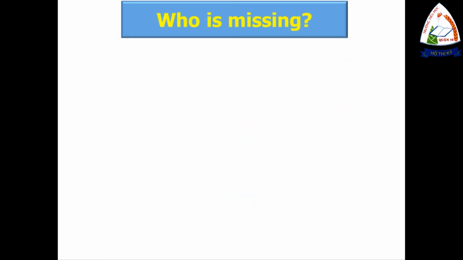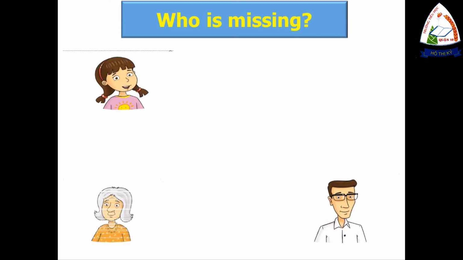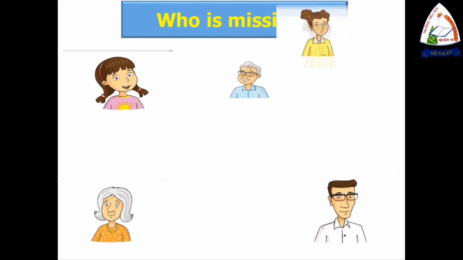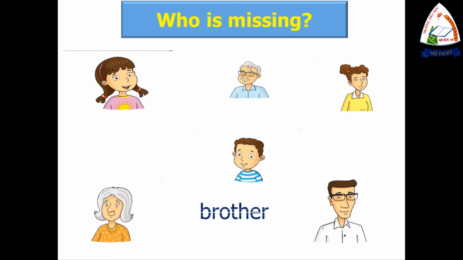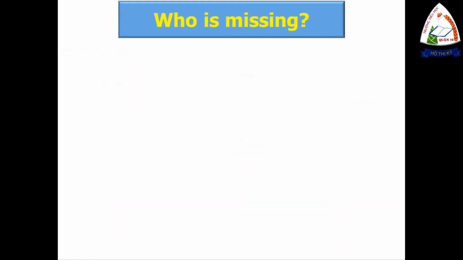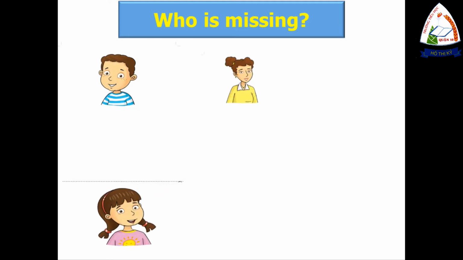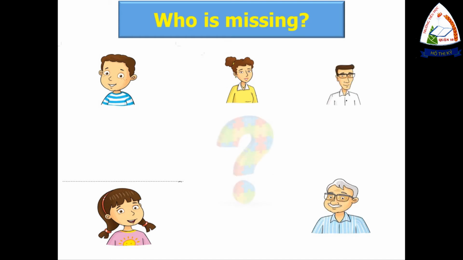Next. Dad, Sister, Grandma, Grandpa, Mom. So, who is missing? Yes, Brother. Brother, Mom, Sister, Grandpa, Dad. So, good job, Grandma.